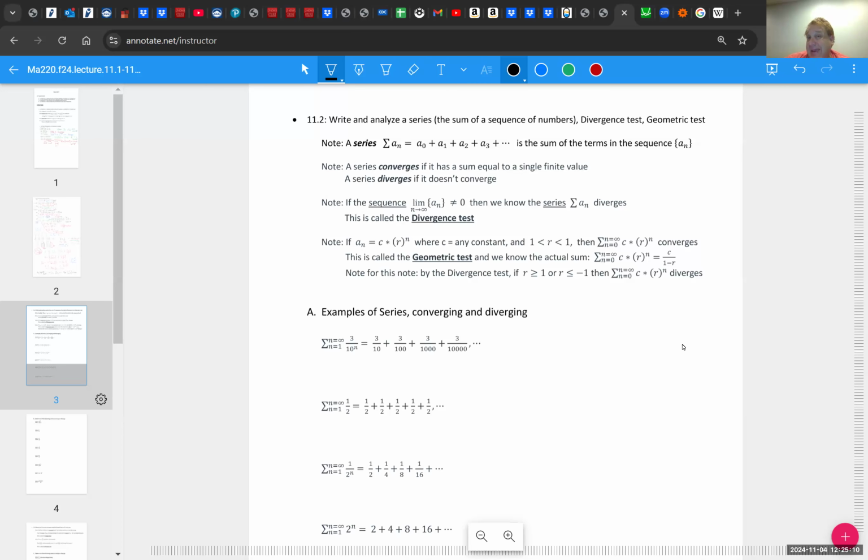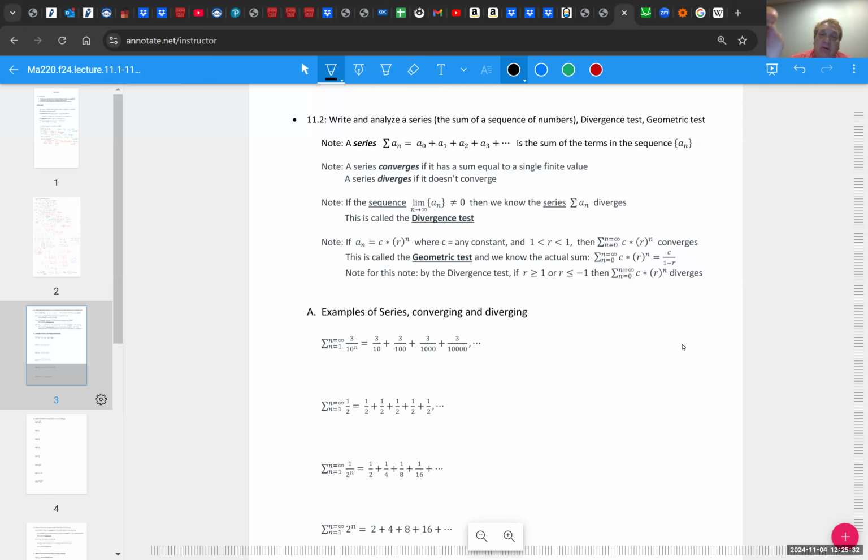We're going to learn 8 or 9, depending on how you count, different tests for whether a series converges or diverges. The first two are in 11.2, and we'll do another couple in 11.3, etc. Okay, so first let's talk about some definitions, just so we are talking the same language.